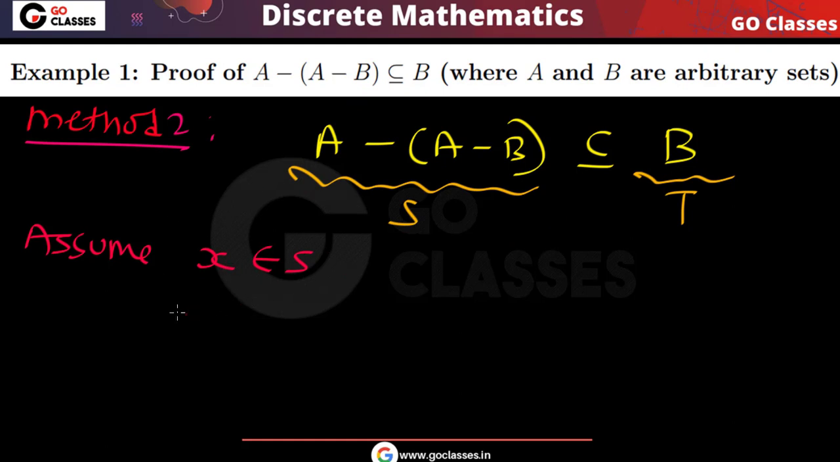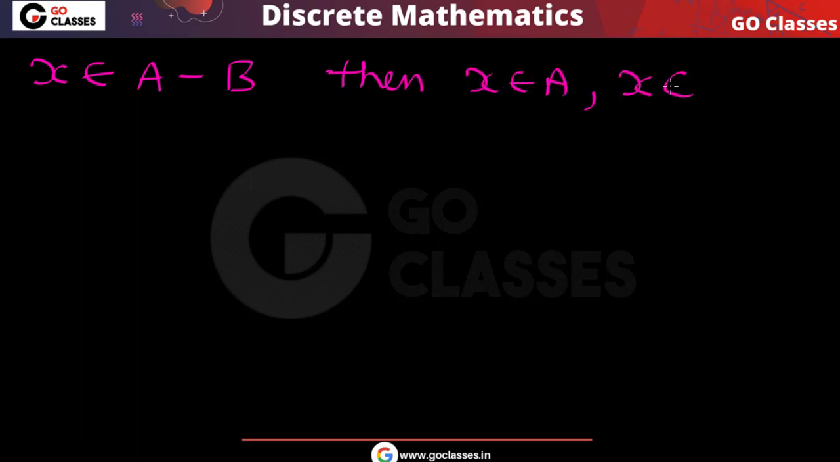So x belongs to S. What does it mean? It means x is in A minus B. Now these things we already know from the last lecture: if x belongs to A minus B, then I can say that x belongs to A and x does not belong to B. So this we already know.